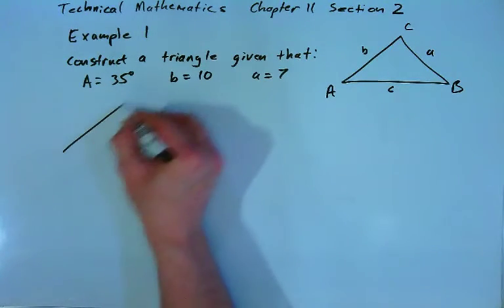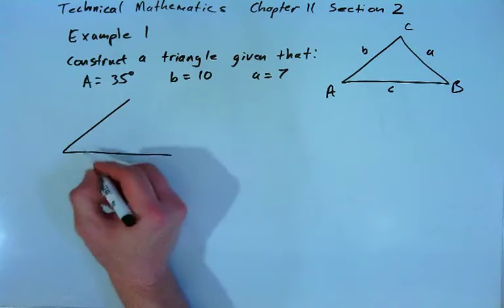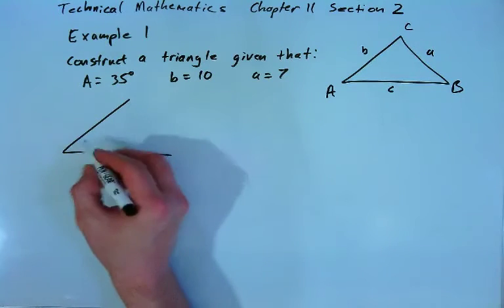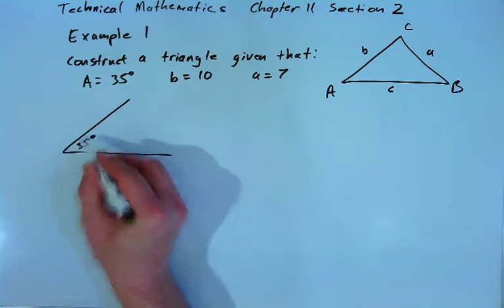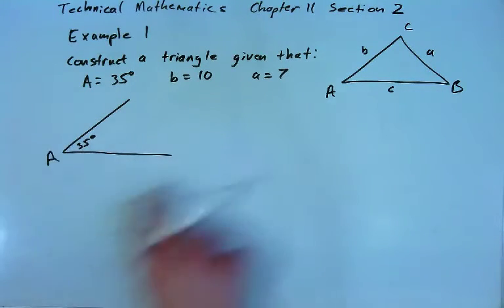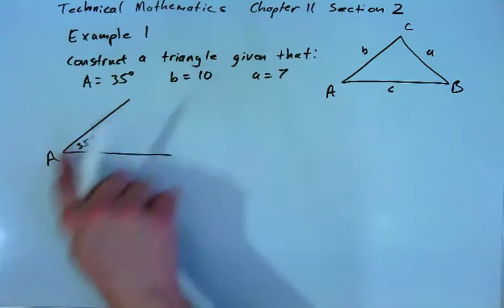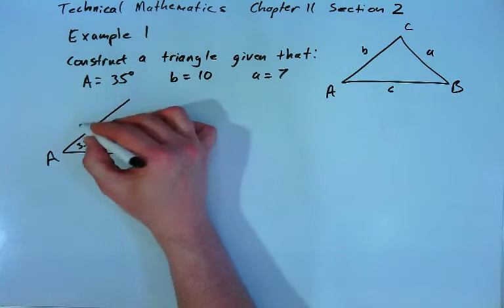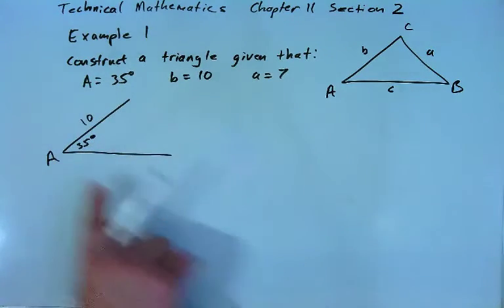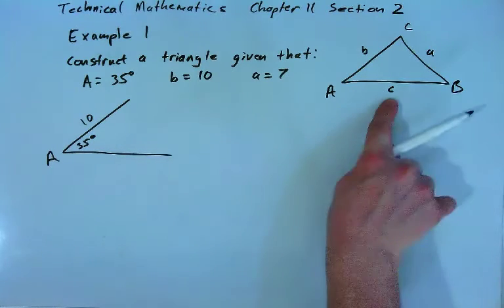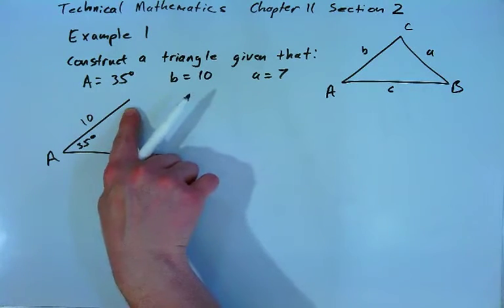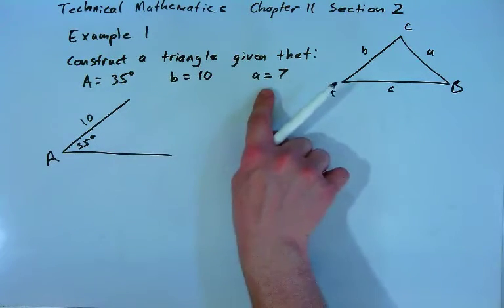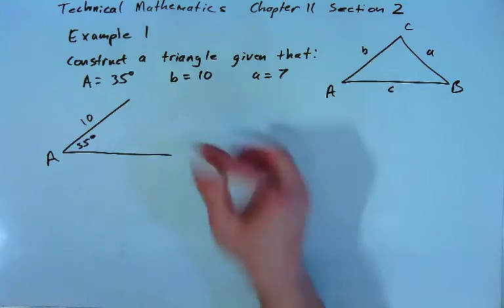We know that angle A is 35 degrees. We could use a protractor to measure this if we wanted to be very accurate. We know that side B is 10, so they're giving us the length of this side. We know that this is 10. And then they don't tell us how long side C is, and they don't tell us what angle C is. But they do tell us that side A is 7.